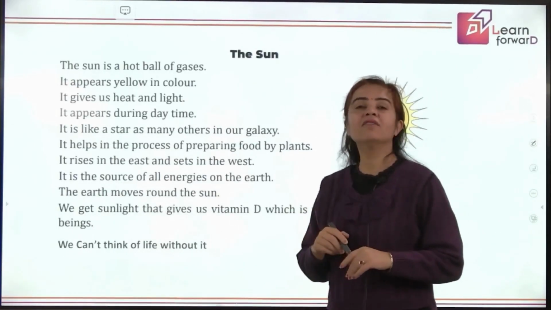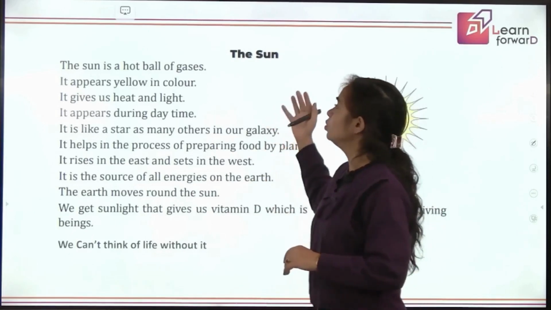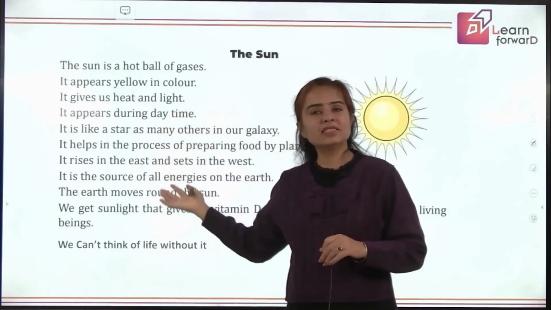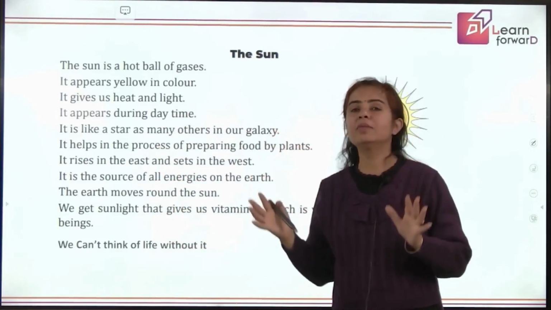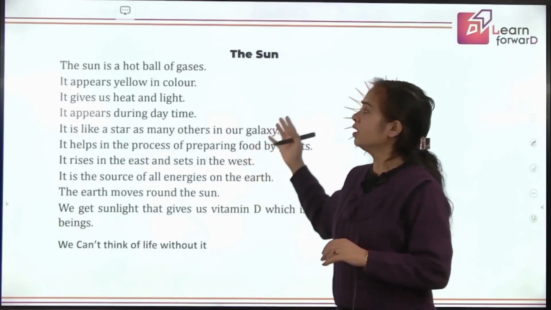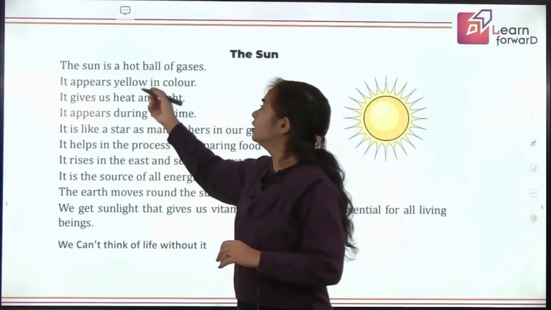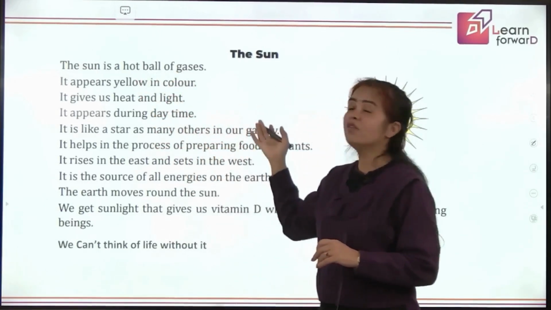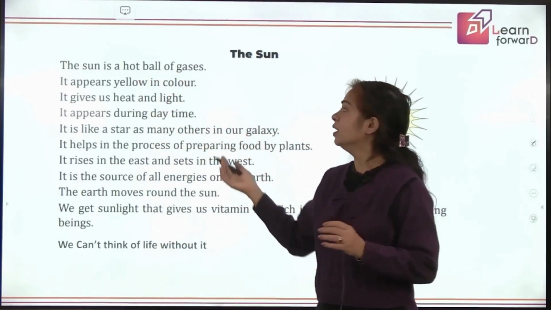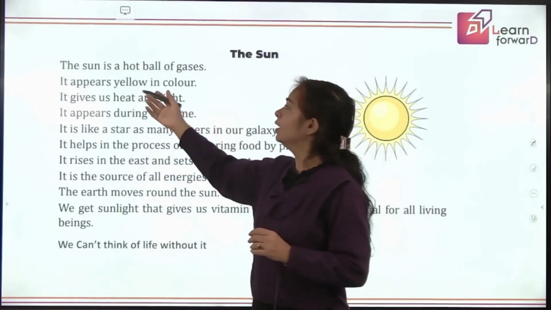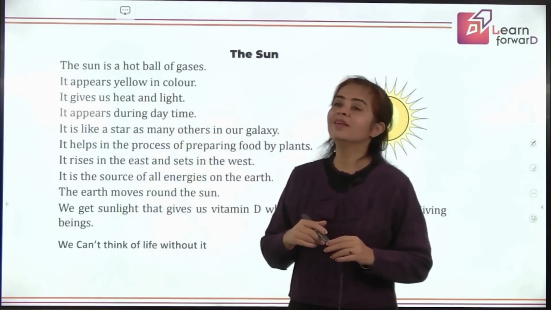Now we have an essay about the sun. We can write essays in sentences also. We can write them in a paragraph form also. So here again it is in sentences. So what do you know about sun? What is sun? The sun is a hot ball of gases. It's so hot. It's releasing heat every time. It appears yellow in color.